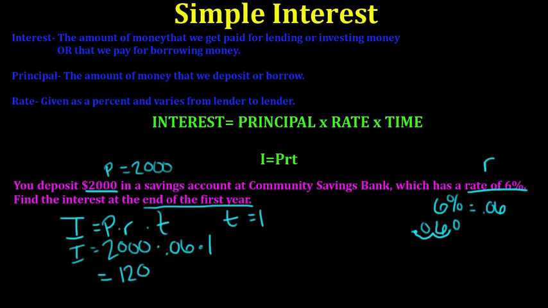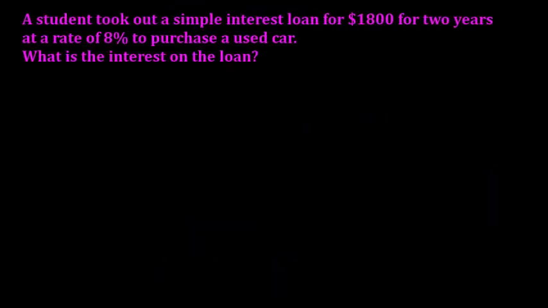So at the end of that first year, you will have your principal amount of $2,000 that you initially invested, and then you will have made $120. So you will have $2,120 at the end of the first year.